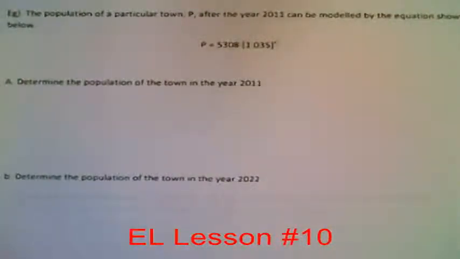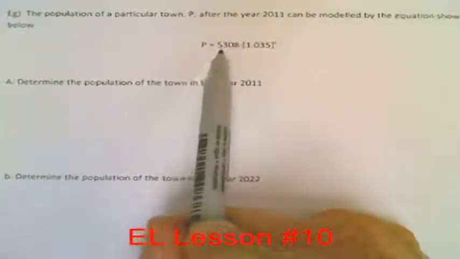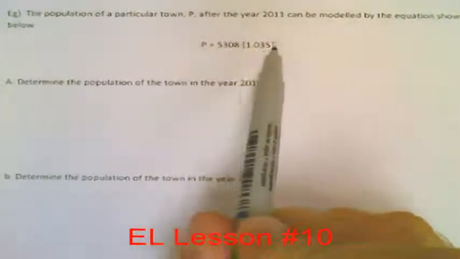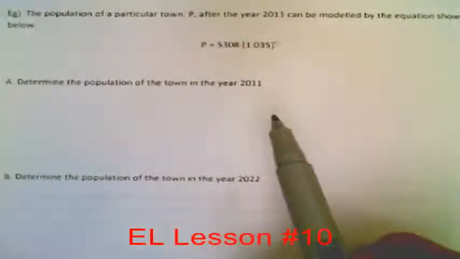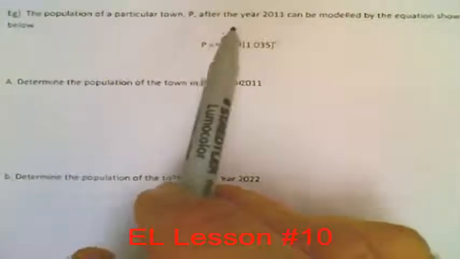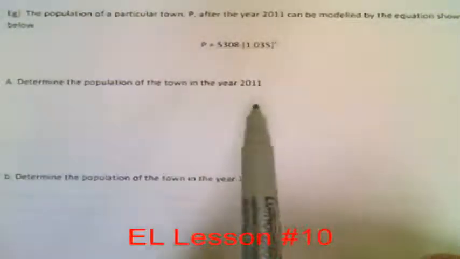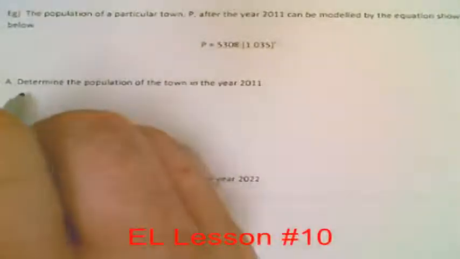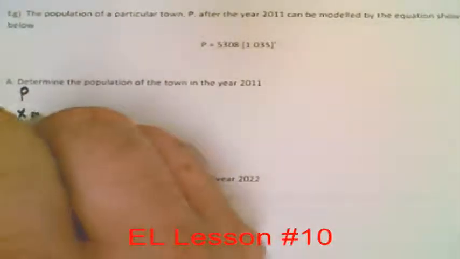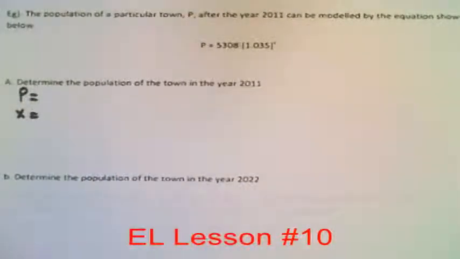So once you're comfortable with the idea of this exponential relationship, what we can do is give you questions where we're talking about a particular topic or context. We're going to give you the equations to start. So this one: the population of a particular town, P, after the year 2011, can be modeled by the equation shown below. The population of the town is P = 5,308 times 1.035 to the power of x, where x is the number of years after 2011.